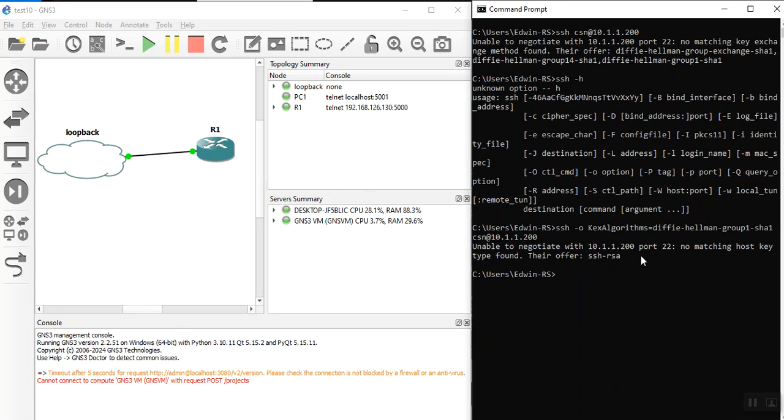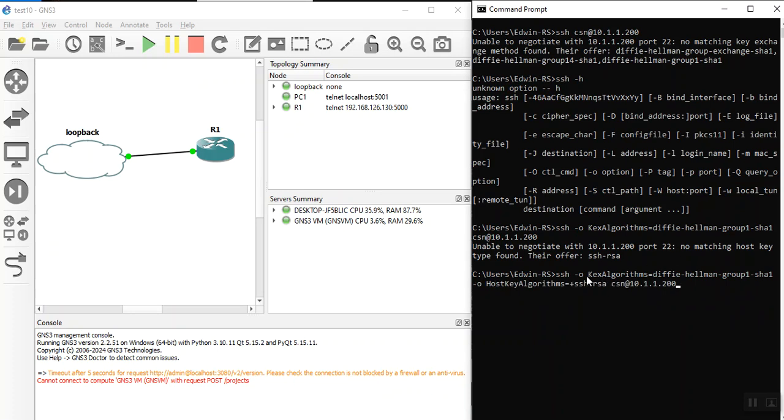Okay, so now it's saying no matching host key found. Okay, another problem. So it's kind of the same thing, right? The host key doesn't have a match either. So we need to force it to do that as well. So what we do is, where is it? No, I lost it.